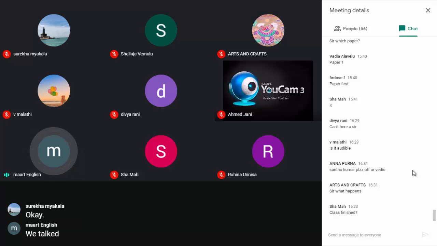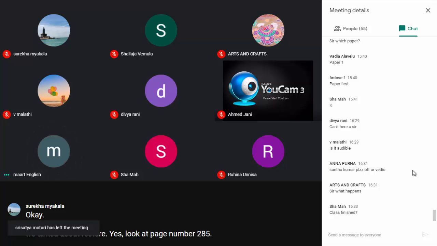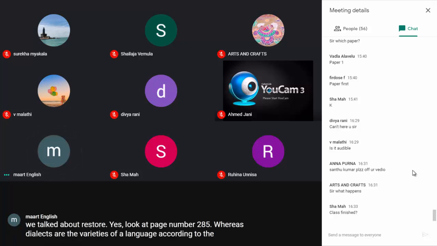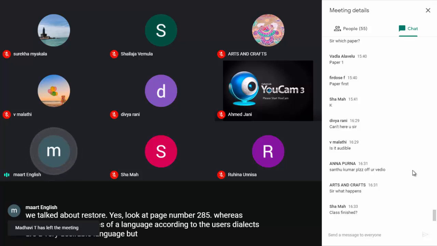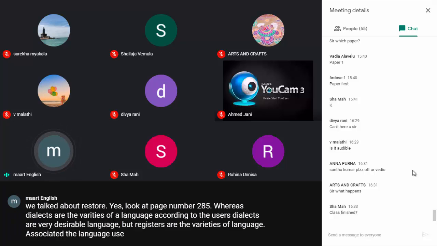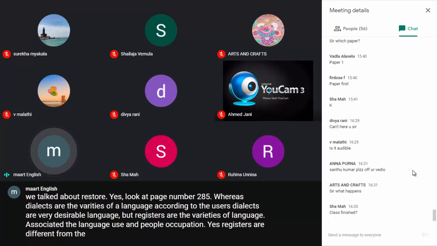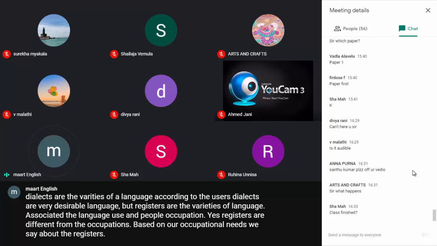We're talking about register. Look at page number 285. Whereas dialects are the varieties of a language according to the users, registers are the varieties of language associated with language use and people's occupation. Registers are different from the occupations. Based on our occupational needs, we talk about registers. You can see the definition given in line number 3.